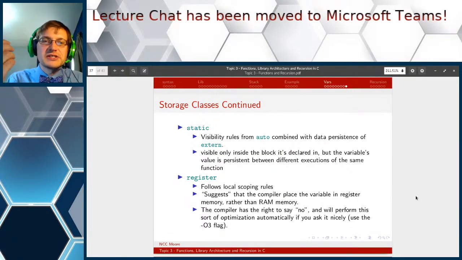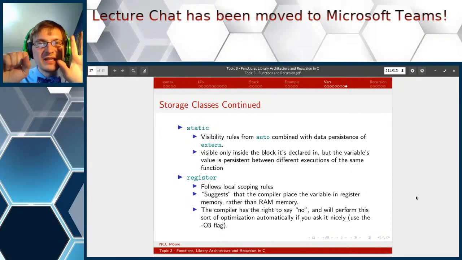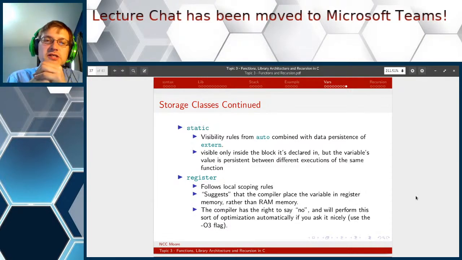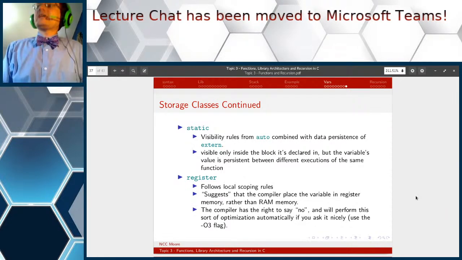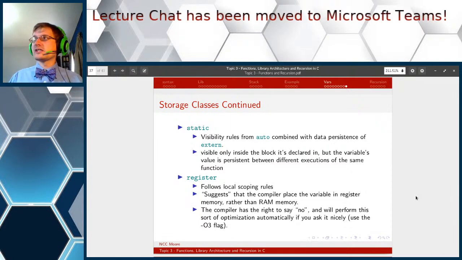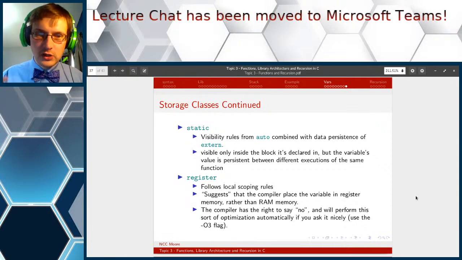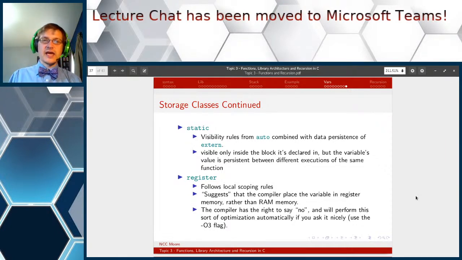So static variables combine the persistence of an external variable with the visibility rules of an automatic variable. If you were to declare a static variable inside of a function, the value that variable has is persistent between function calls. This would be the way, for example, if you wanted a variable keeping track of the number of times a particular function has been called. You could have a counter that increments every time the function executes and assign those values to a static variable.